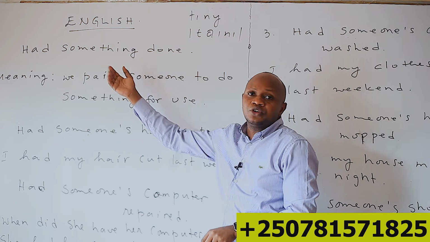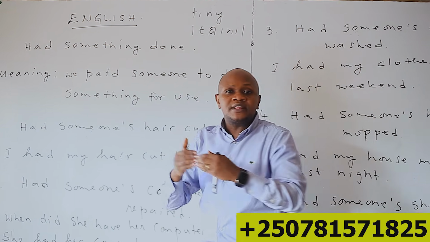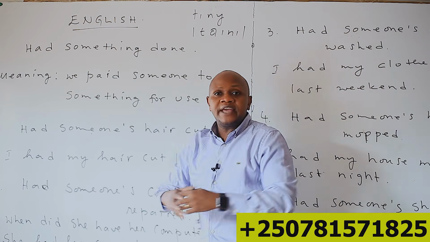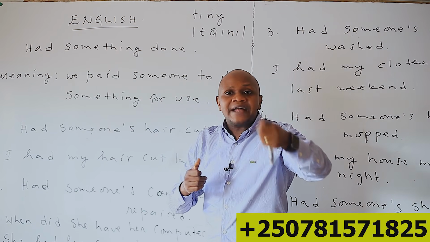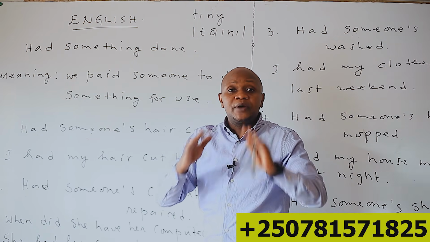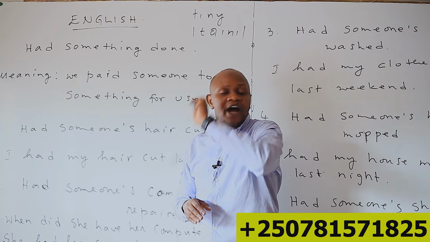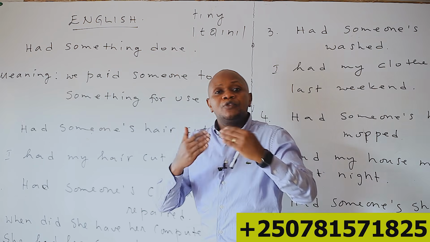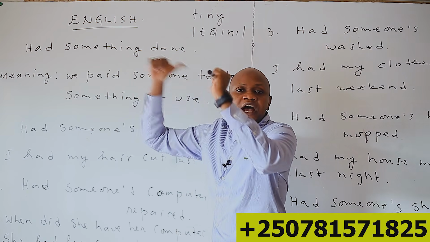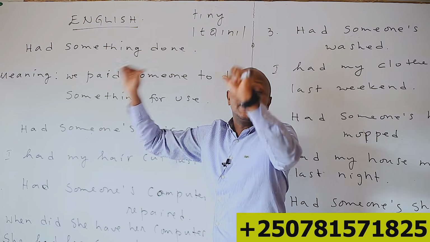Now I am going to show you how to use have something done in the past. We saw that when you say that someone did something for you and you paid him, that time we will say that that person had what you wanted him to do for you. Okay? Yes. For example, when you say Mary had her shoes repaired. Mary had her shoes repaired. She had her shoes repaired yesterday.